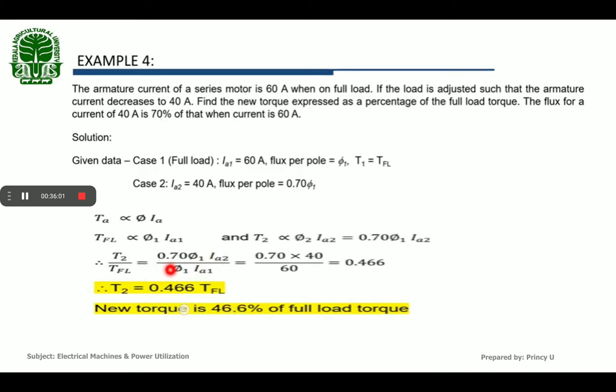Write this equation, then φ1 cancels, and you can substitute the values of Ia2 and Ia1 in this equation, then you will get the value as 0.466. So we can write T2 is equal to 0.466 TFL. That means 46% of full load torque. So the new torque T2 is 46.6% of full load torque.